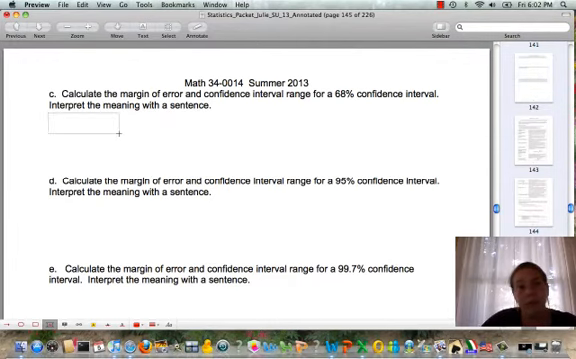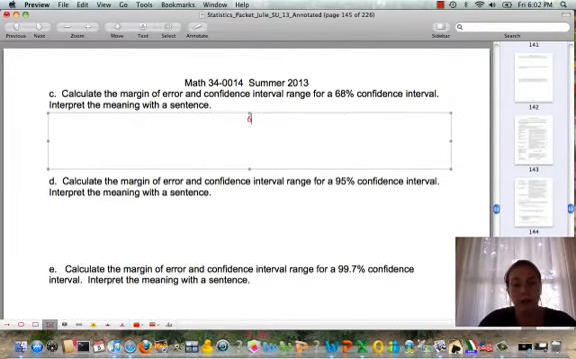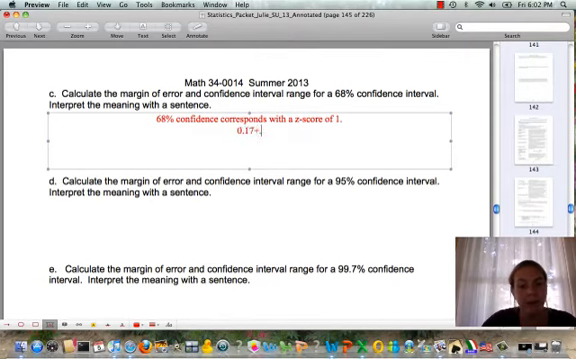So we know 68% confidence corresponds with a z-score of 1. And we can go ahead and calculate this out. We can say 0.17 plus, now we just need to add 1 standard deviation, 0.0208, and that equals 0.1908. So that's what we would call our upper bound. So I'm going to put an upper bound in front of this.